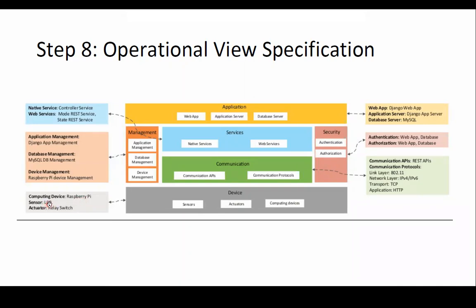Which sensor is going to be used? The LDR, light detection sensor resistor, is going to be used, LDR sensor is going to be used. And which actuator is going to be used? Relay switch. Means what? If the light intensity is very low, the switch will turn on the lights. And if the light intensity is very high, the relay switch will turn off the light. That is how they are dependent on each other. So one is the sensor and another is your actuator.